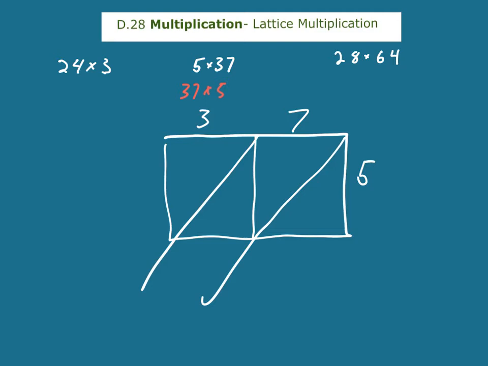So let's start with 3 times 5, which is 15. Now I do 7 times 5, which is 35. And I've got my boxes filled in. I add on the diagonals. 5 plus nothing is 5. 3 plus 5 is 8. 1 plus nothing is 1. I get 185.